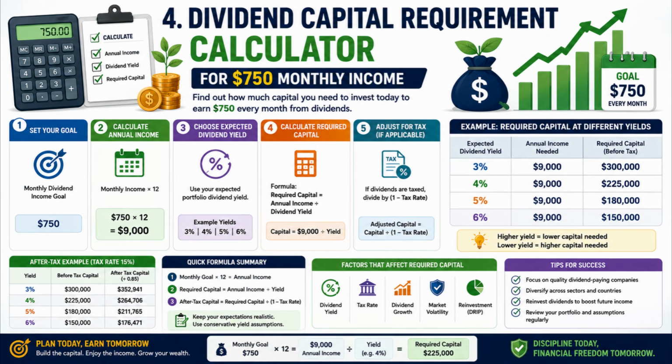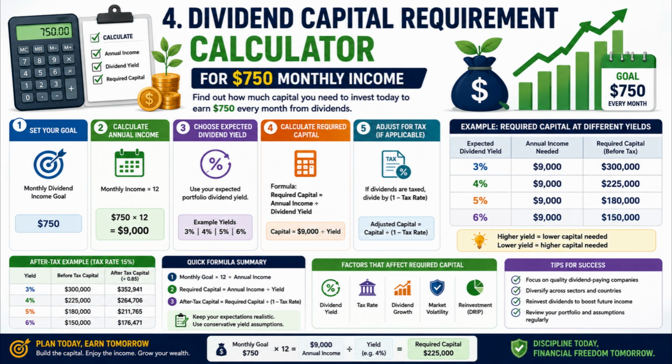In this video, we will discuss the Dividend Capital Requirement Calculator for $750 in monthly income and how to estimate the amount of investment capital needed to reach this dividend goal. First, set your monthly dividend income target. In this example, the goal is to receive $750 every month from dividend-paying investments. A clear income target makes it easier to calculate the annual income requirement and compare different dividend yields.